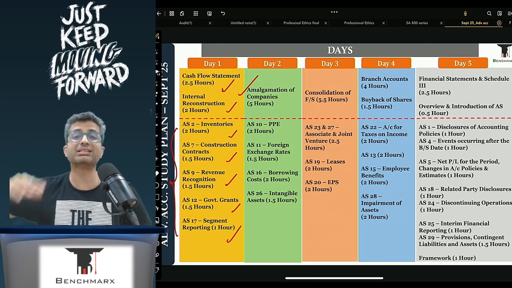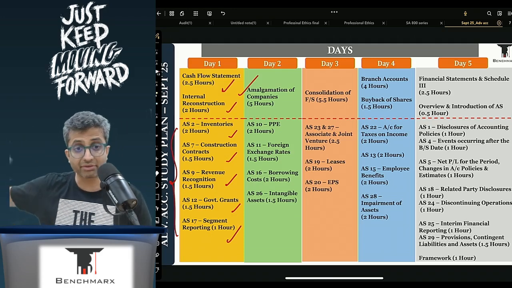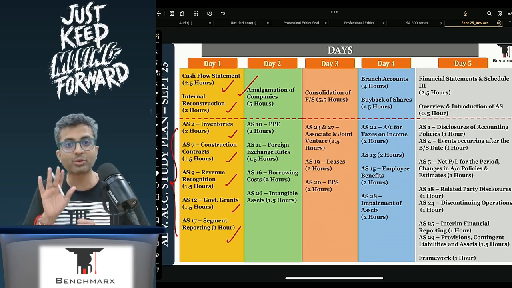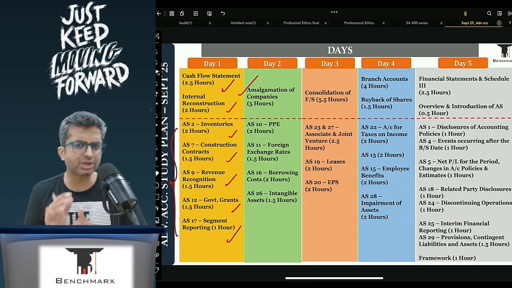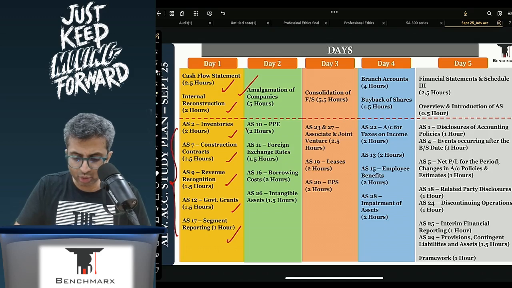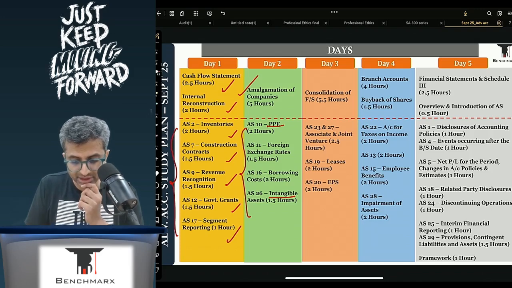Other than that, we have removed the simpler ASs like AS1, AS4, AS5, etc. We've kept them at the end because in case you have to push the pedal and do it faster, you can do those standards relatively well. These standards we want to dedicate enough time, so we are doing it on the first day.